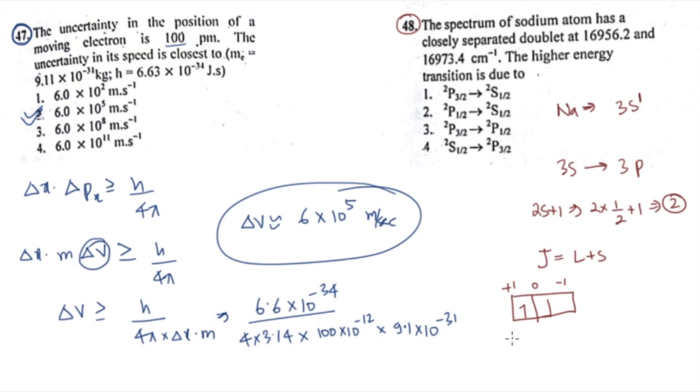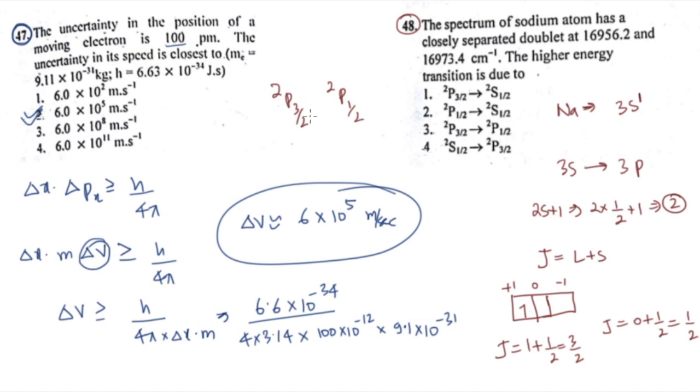If the electron resides in 1, then your J value becomes 1 plus, so L is 1 and S is half, so 1 plus half, that is 3 by 2. Also, if the electron resides in 0, then your J value becomes 0 plus half, so that time your J value becomes 1 by 2. So if the electron resides in p orbital, it can have two values, that is 2p3/2, or it can have 2p1/2.